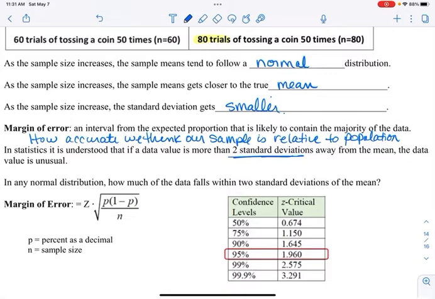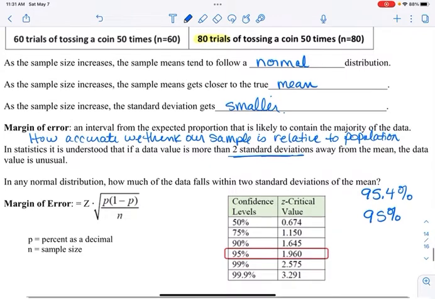In a normal distribution, how much of the data falls within 2 standard deviations? I mean, the number is 95.4%, but in a lot of questions, you're just going to see them say 95%. Okay, so that's considered to be acceptable.